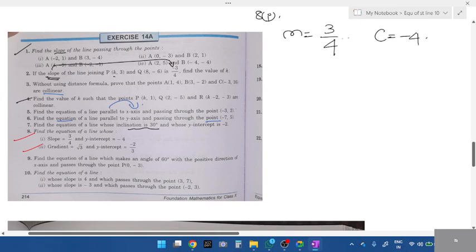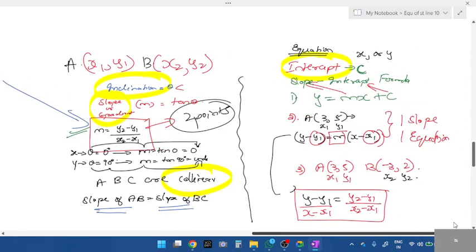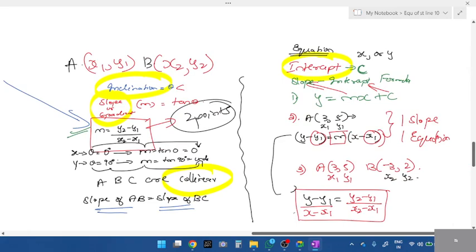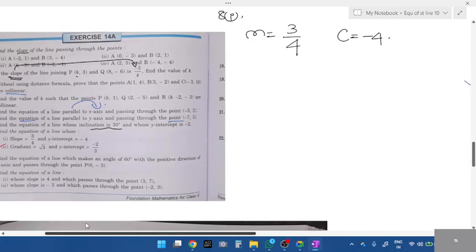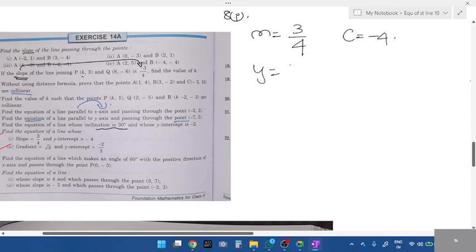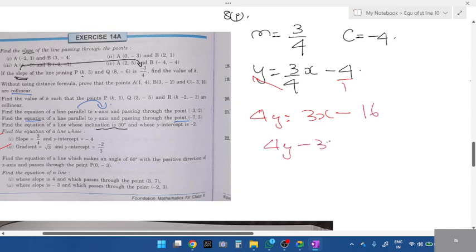When m and c are given, use the slope-intercept formula. What is the slope-intercept formula? Look at the right hand side. y is equal to mx plus c. y is equal to, I'll write it directly, 3 by 4 x plus c, which is minus 4. When you take LCM, this 4 will get multiplied here. 4y is equal to 3x minus 4 fours are 16. Shift everything to the other side. 4y minus 3x plus 16 is equal to 0.